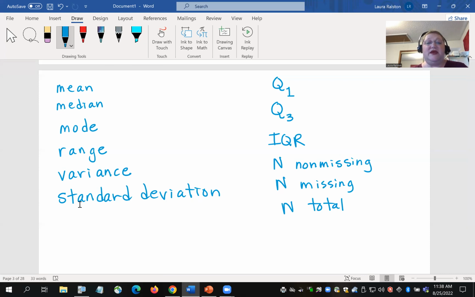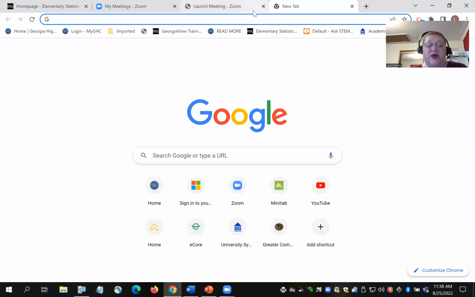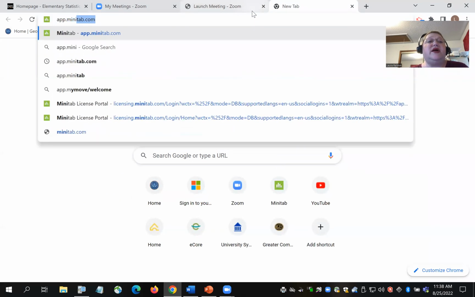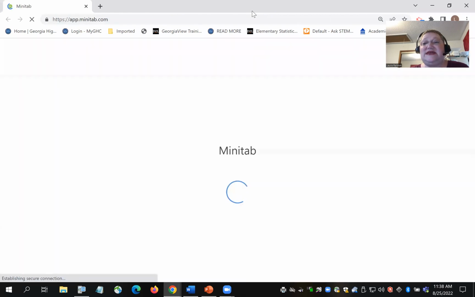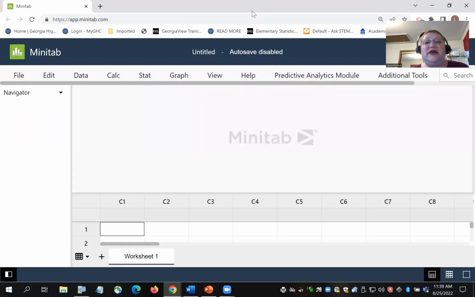Okay, so I'm going over to the internet and I'm going to open up app.minitab.com. Again, you should all have access now. Okay, I didn't have to go through and log in again because I had told it to remember me because I'm on my personal device.